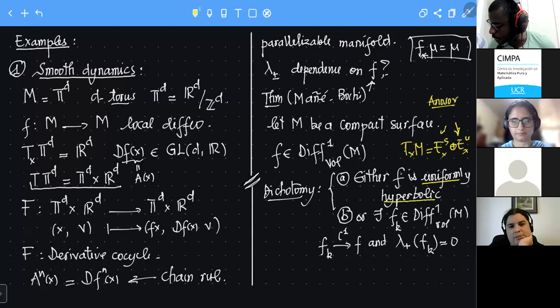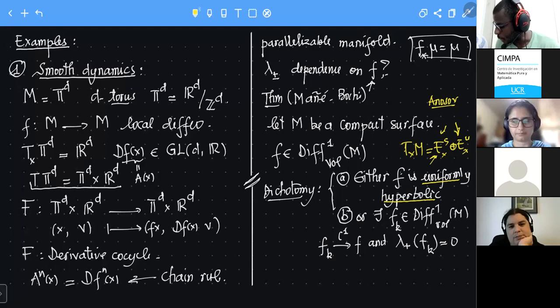This uniform hyperbolicity is sometimes called Anosov diffeomorphisms. One property of these diffeomorphisms is that it is known that if F is uniformly hyperbolic, then the Lyapunov exponent associated to F is positive. Since there is a bundle that is uniformly expanding, if you look at the norm restricted to the bundle, the growth is exponential.